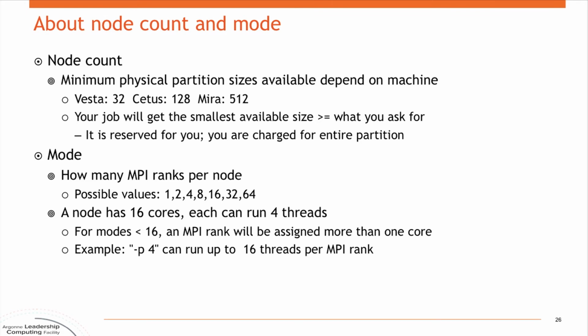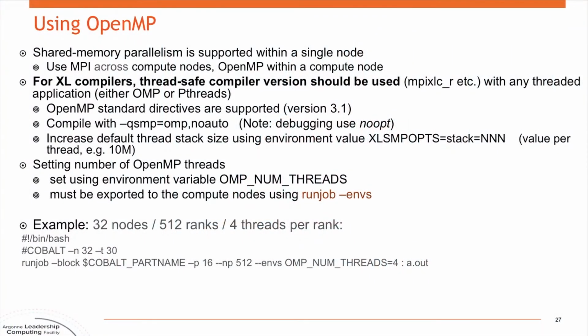But if you have hybrid code where you're doing MPI plus OpenMP, then instead of having 4 threads available to that one rank in the 16 ranks per node mode, if you only have 8 ranks per node, then you can run twice as many threads, and so on. So there's more info about that in the Mira Getting Started presentation.